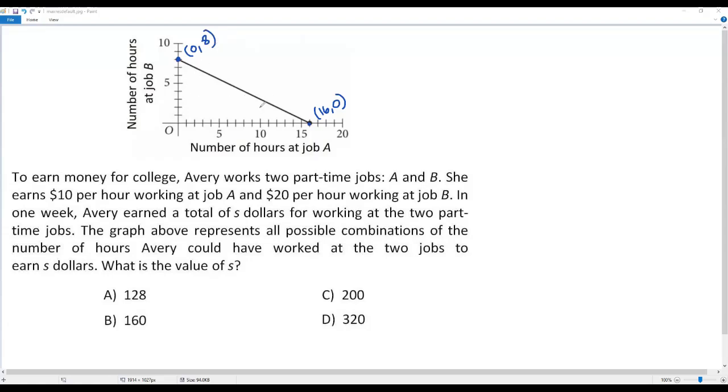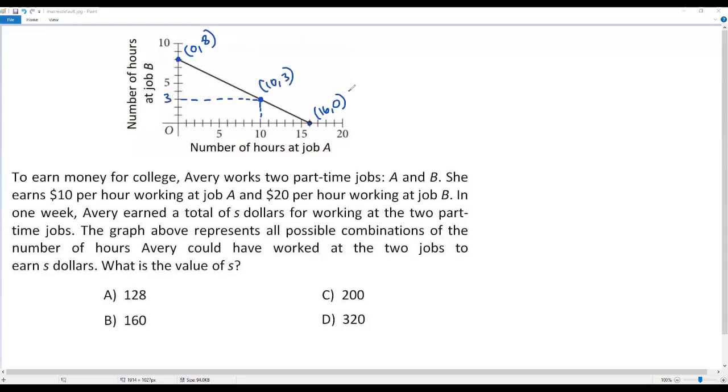And also we can choose some other point on the line. Now let me take the value 10 on the x-axis. Corresponding to the value 10 on the horizontal axis, the value on the y-axis will be, let me check, I think it's 3. So we have the point (10, 3).